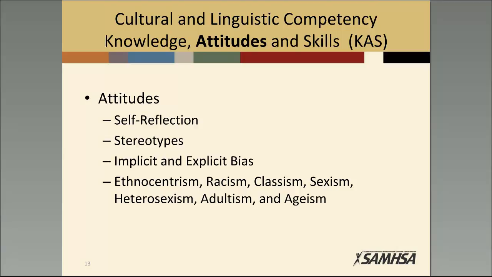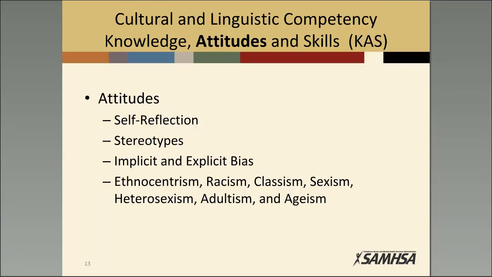There is the Project Implicit project with Harvard University that has questions that individuals can answer and determine their level of implicit and explicit bias. And so oftentimes I will ask participants to complete some of the surveys at the Project Implicit website before coming to trainings and bring their results to trainings, and use that as a discussion for stereotyping and for bias.